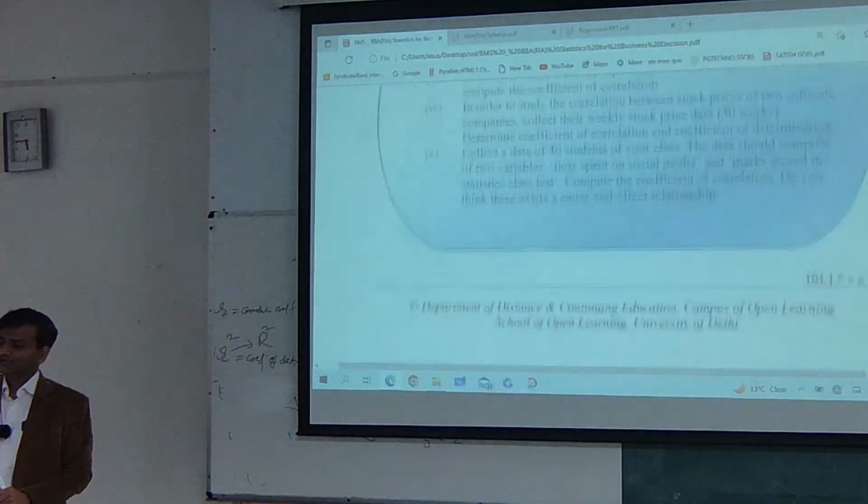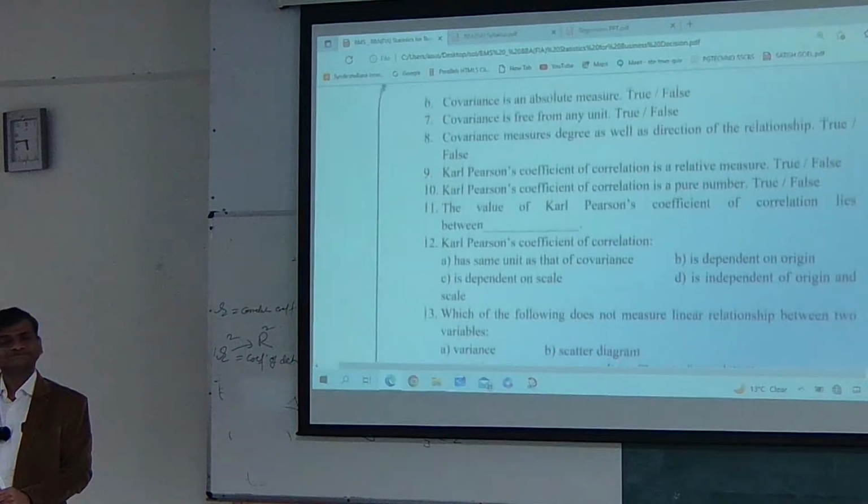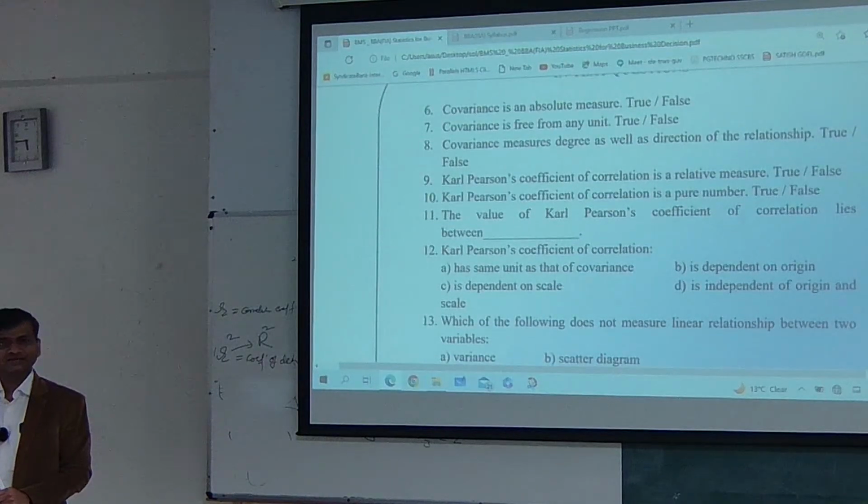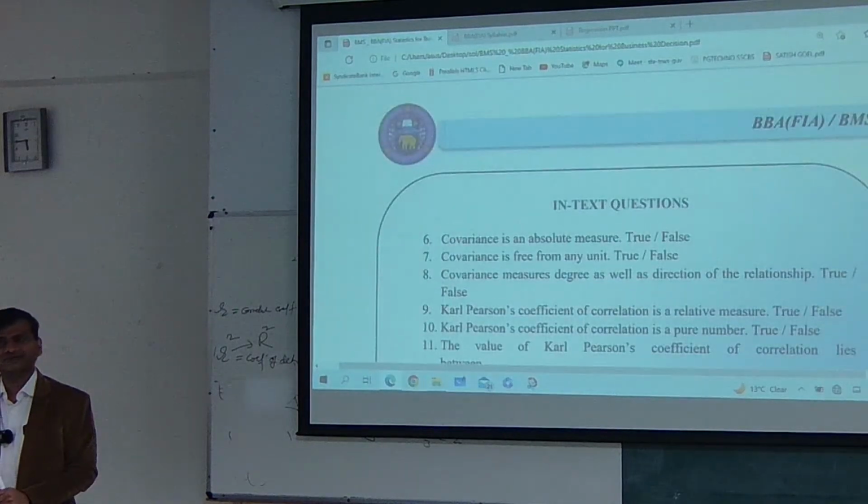So I think this is all about this unit 3, which discusses the linear relationship between two variables. How would you find the linear relationship between two variables? If you have any doubt you can ask, otherwise I think we can conclude.